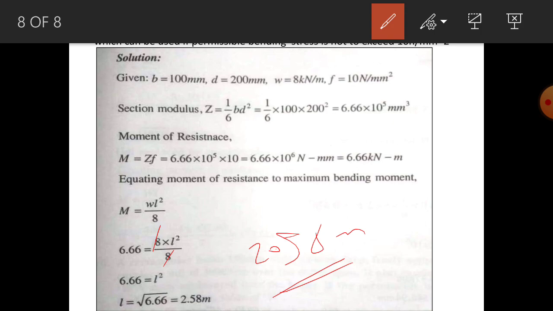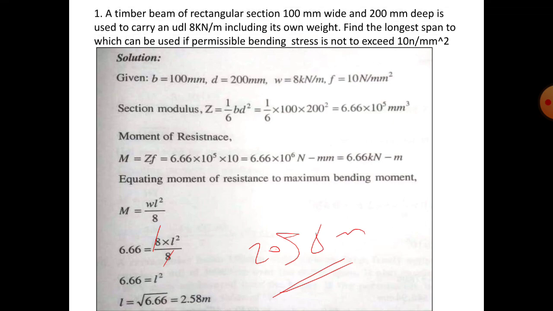If the length of the beam increases beyond that, for the same moment of resistance, then your beam will fail by bending stresses. That is what the problem says. Okay, this type of question will be asked. You will be asked to calculate W, or you will be asked to calculate L, right? This is how you are going to solve the different types of problems on bending stresses in beams.